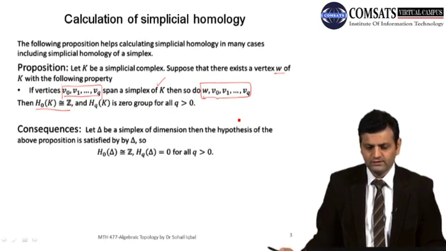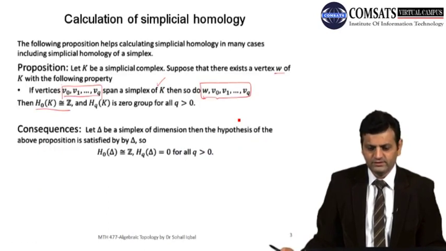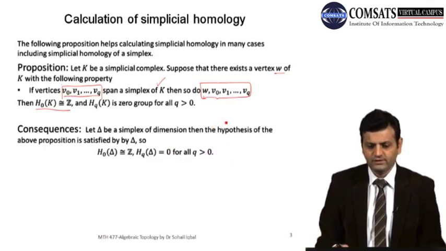So in this lecture we will see the proof of this result, and apart from that we will see the connection between H naught of K and connectedness. In the last lecture we used a simple fact that H naught of K is related to the path connectedness of the simplicial complex. In this lecture we will see and prove these results. So let's start with the first part of our lecture, proving this proposition.